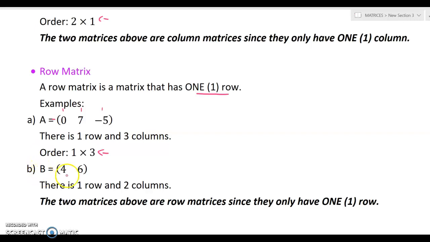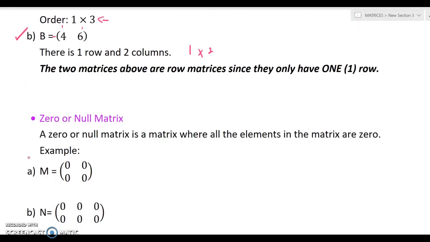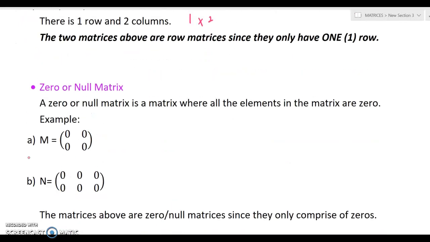And then for matrix B, we have one row again, 2 columns. So the order here is a 1 by 2. Again, the two matrices here and here have only one row. So therefore, they're row matrices, right? So far so good. Now we're going to look at a 0 or a null matrix.